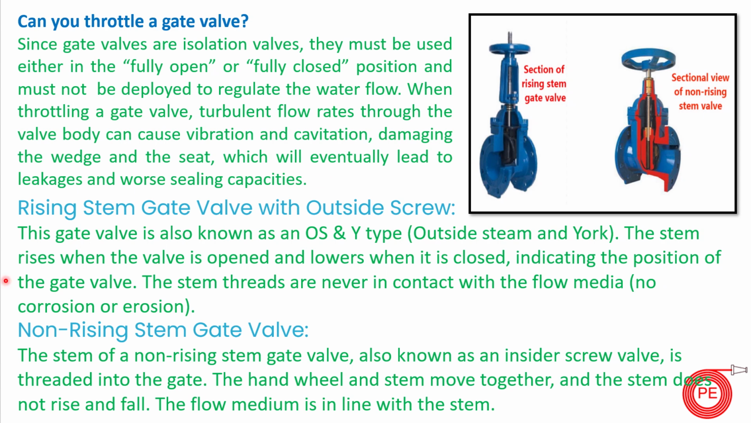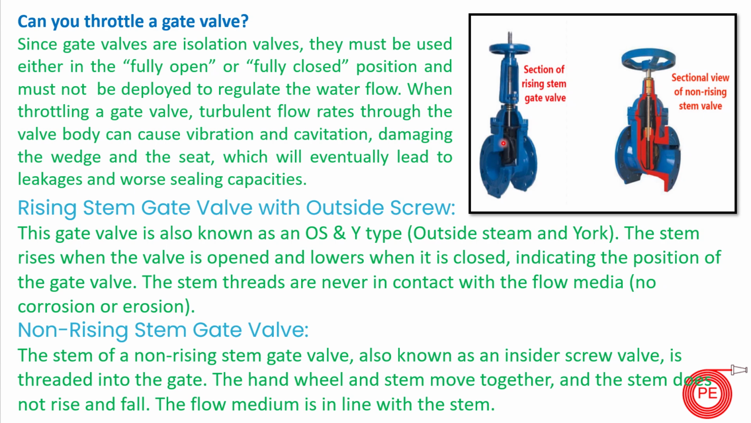Gate valves come in two main stem configurations: the rising stem gate valve and the non-rising stem gate valve. These two pictures show the rising stem gate valve and the non-rising stem gate valve. As the name suggests, the stem visibly moves up. You can see the stem coming out of the hand wheel when the valve is open, and it moves down when the valve is closed.